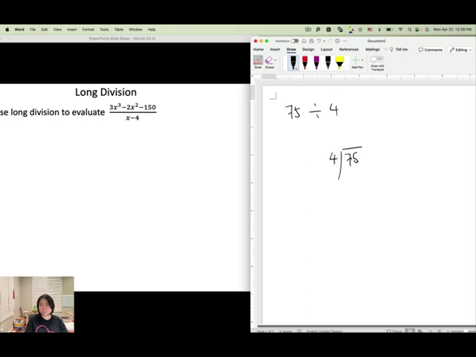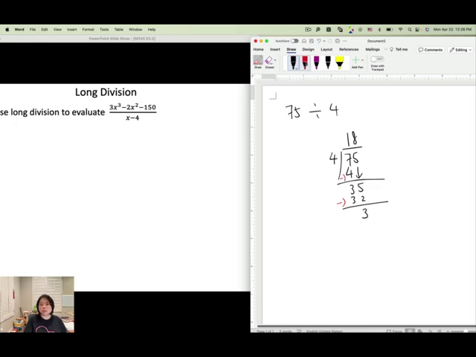So we're going to look at the 7 only. 4 times 1 equals 4. And there's a little subtraction here for the division. So 7 minus 4, we get 3 here. And then we bring down the 5. Then 4 times 8 equals 32. And then we subtract one more time. So that will be equal to 3.